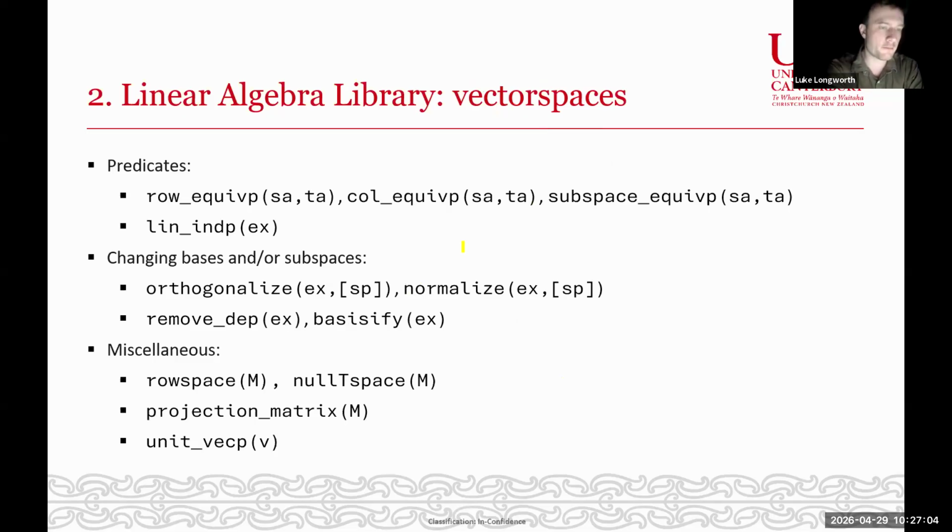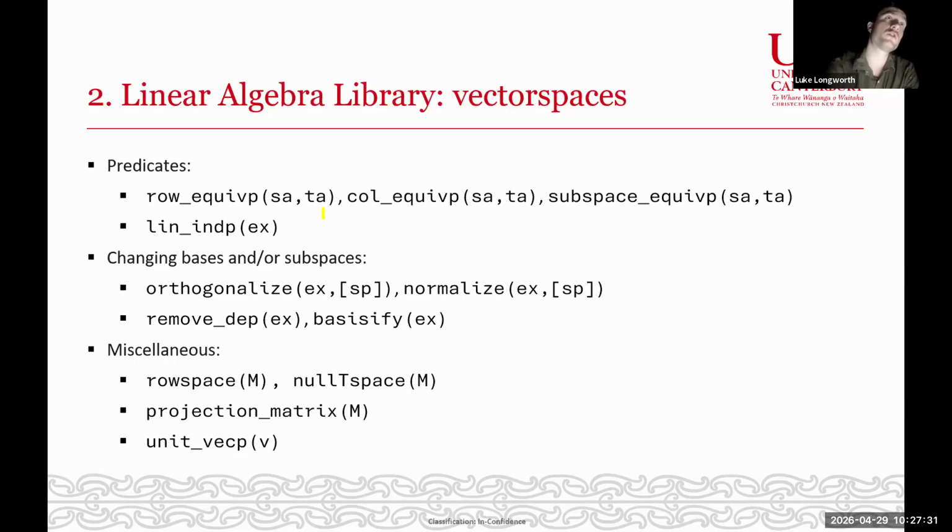Vector spaces. This one here does a few different things. There's some predicate functions. These ones I use a lot. These are really nice. So row equiv p and col equiv p check whether two given matrices are row equivalent or column equivalent, as you probably guessed. This one is nice for questions where you want the students to do some level of row reduction, but maybe you don't care whether it is, well, no.